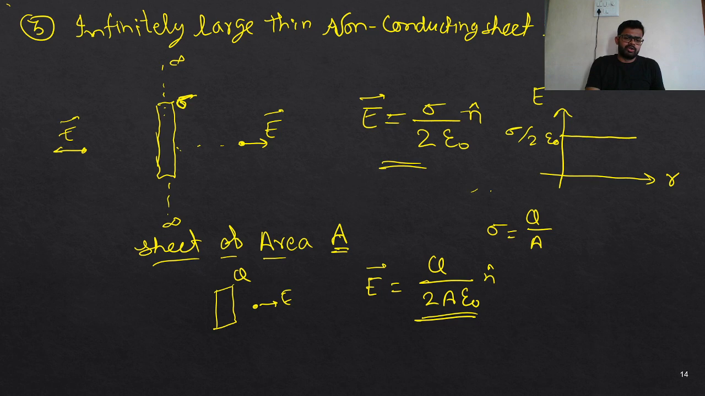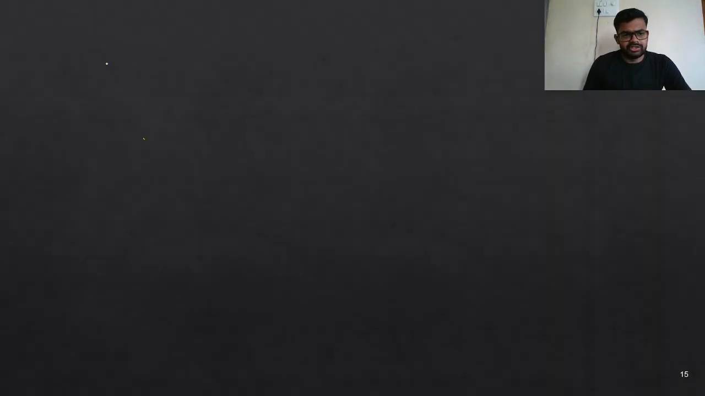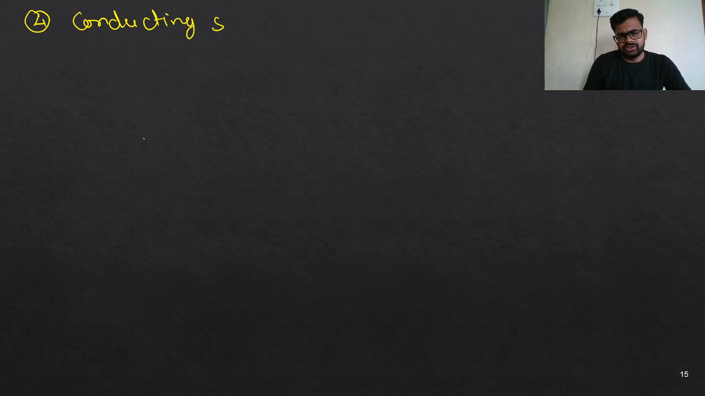Next I will talk about the uniformly charged ring. After that I will come to the conducting sheet. So let us talk about the conducting sheet. Number 4, I will discuss the conducting sheet.